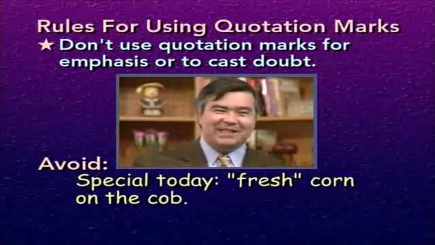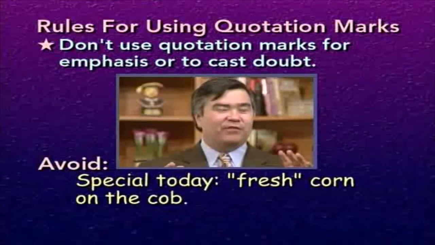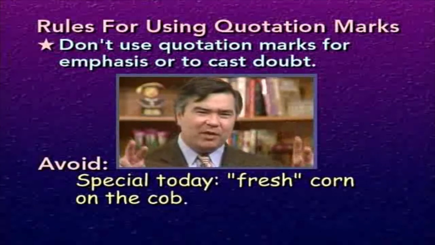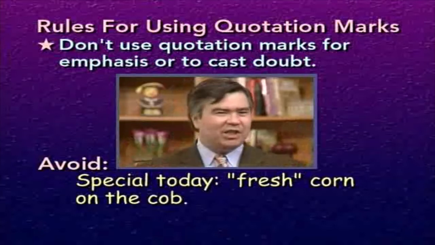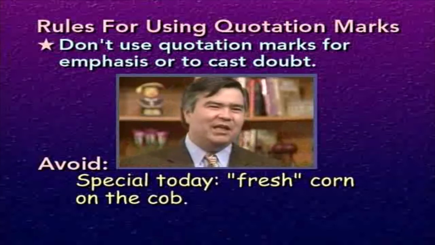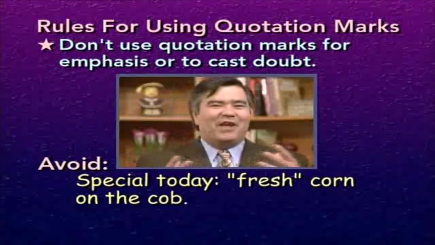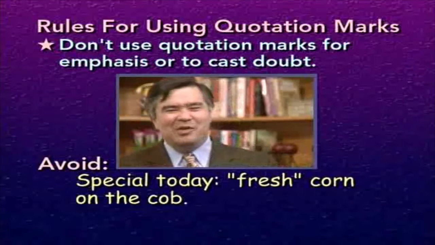The author of this sentence is trying to emphasize the word fresh. He's trying to say, wow, it's really fresh. You really want this corn on the cob. But by putting the quotes around the word fresh, he's making it sound as though he is quoting some other source, that the word fresh comes from someone else, which doesn't really make sense.